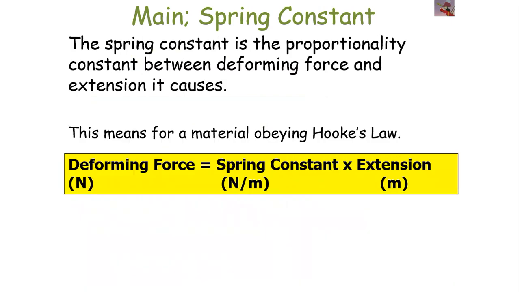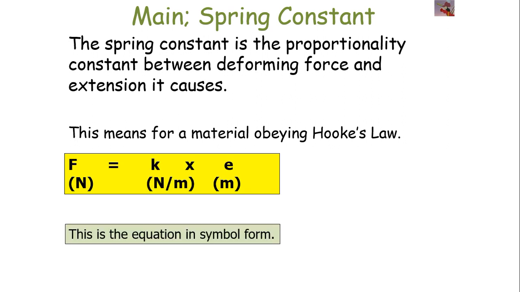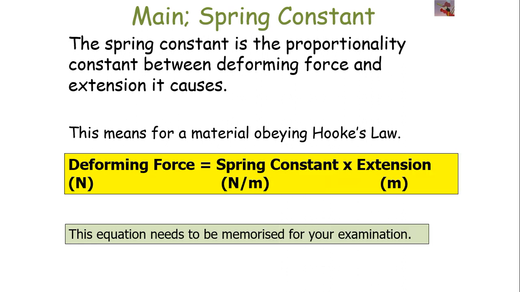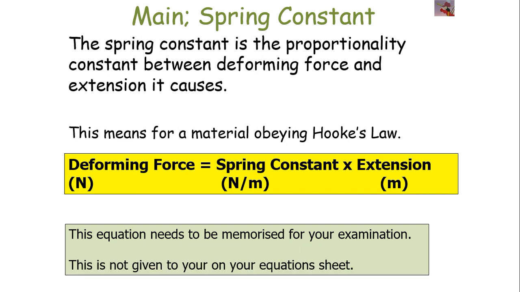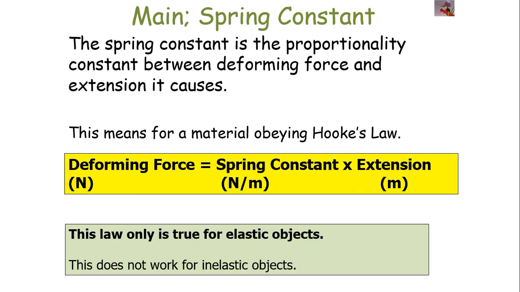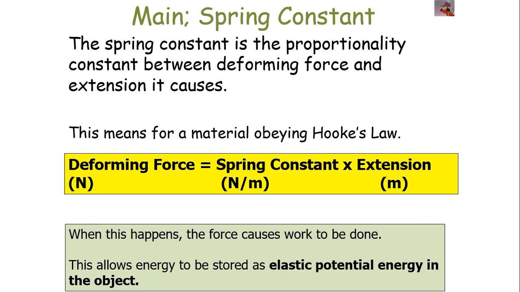So the spring constant is the proportionality constant between the deforming force and the extension it causes. So this means that for a material obeying Hooke's law, the deforming force in newtons is equal to spring constant in newtons per meter times by the extension in meters, which we can symbolize in the following form. F equals K times by E. Now, this equation needs to be memorized for your examination. It is not given to you on your equation sheet, but it's only true for elastic objects. It's only true for objects that obey Hooke's law.